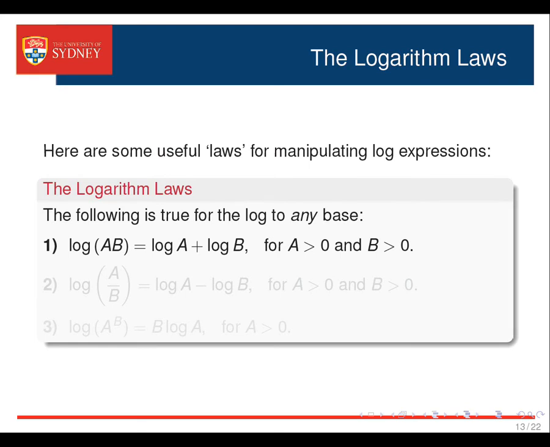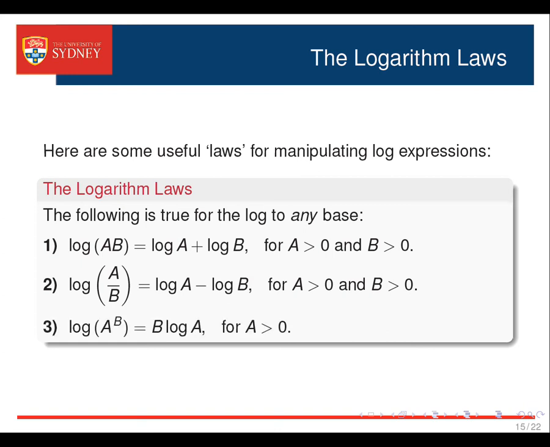The following are some useful logarithm laws, commonly used to manipulate algebraic expressions involving logs, and are true for logs to any base. The first law states that the log of the product of two positive numbers is equal to the sum of their individual logs. The second law states that the log of the quotient of two numbers is equal to the difference of their individual logs. Finally, take a look at the third law, which effectively says that the power of a can jump in and out of the log.